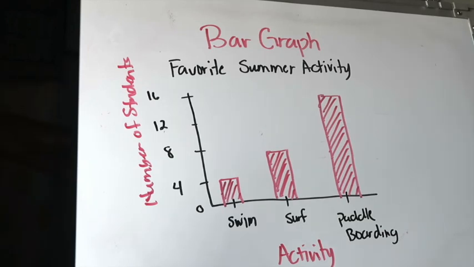So this one's just really quick, just so that you can see what a vertical bar graph looks like in comparison to a horizontal bar graph. The last thing I'm going to show you is a line plot.